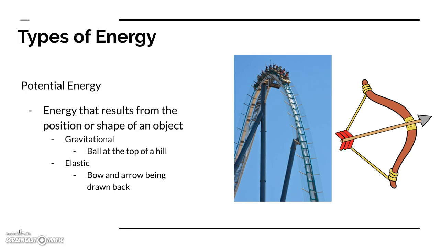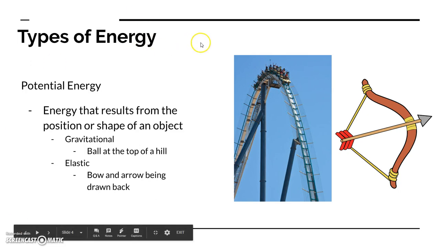So there are two basic types of energy, and we talked about this in class a little bit today. The first type is potential energy, and that's energy that results from the position or shape of an object. There are two types of potential energy. The first is gravitational. So a ball sitting at the top of a hill about to roll down.